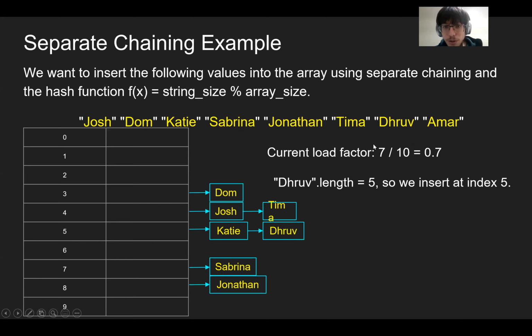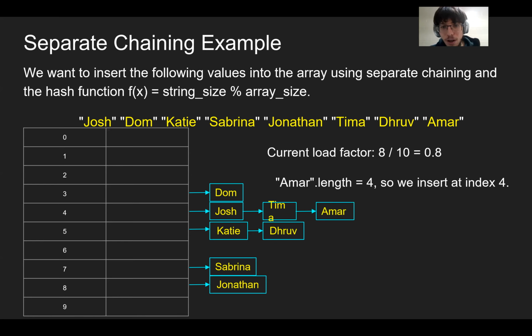Then we do the next one, which is Drew, and it would be the same thing, right? At 5, we already have something, so we chain it together at 5. Then we go with Amar. Actually, here we didn't have a balance factor. That would have been true in the previous example, but here we're just keeping track of the load factor. Anyway, now we insert Amar at 4 as well, because Amar is length 4, and we just chain him to the end of that list.